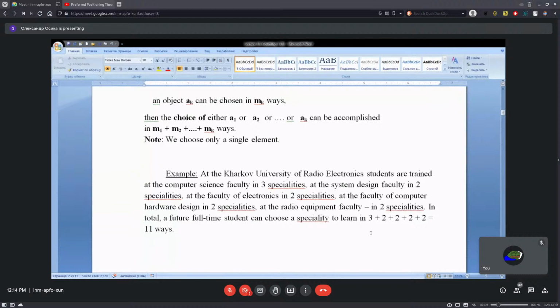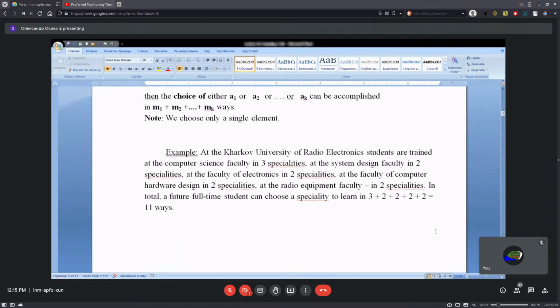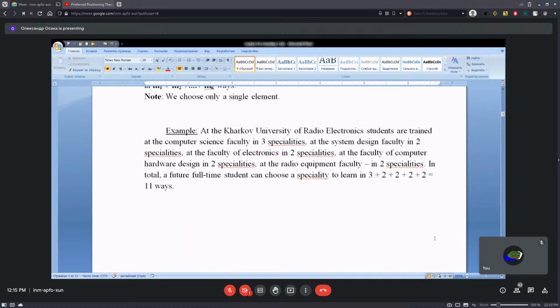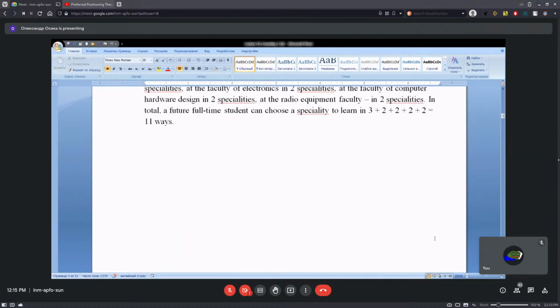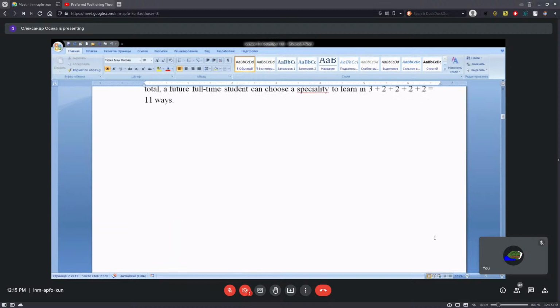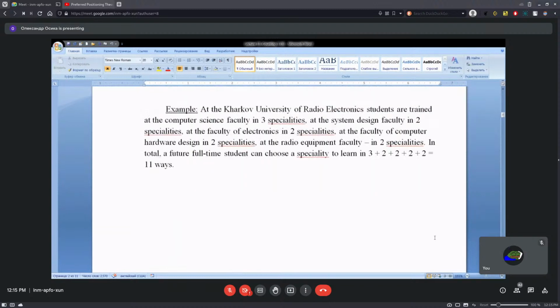In total, a full-time student can choose a specialty to learn one specialty in 3 plus 2 plus 2 plus 2 plus 2, which is 11 ways, assuming that a full-time student is allowed to study only at one specialty, at one full-time specialty. Okay.